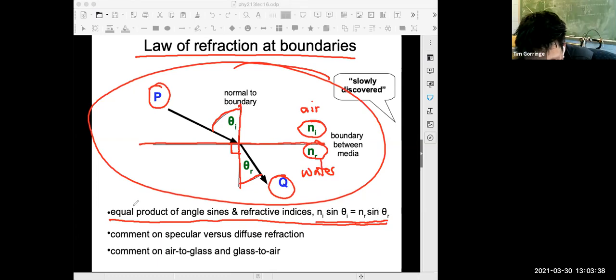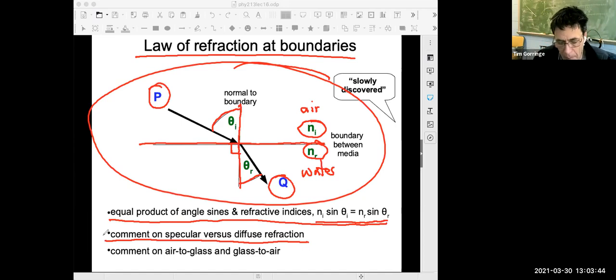Now that's the law of refraction. Again, I should qualify it. This law of refraction is for what we call specular refraction, where that incoming light ray is refracted at a certain angle. There's also diffuse refraction in some circumstances. In that case, the incoming light ray is refracted at a variety of angles. So this is the law of specular refraction.